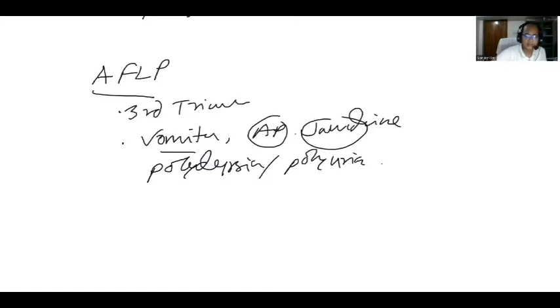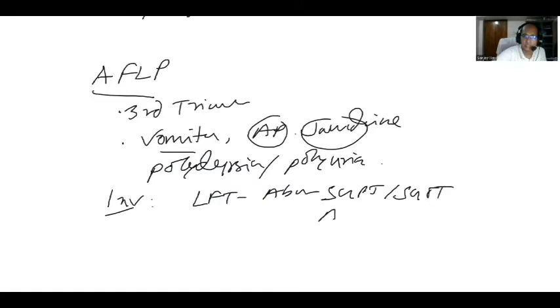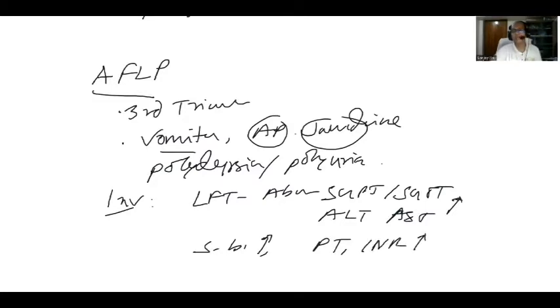On investigation, liver function test will be abnormal. That means SGPT or SGOT, that is ALT and AST, both will be raised. Serum bilirubin will be raised. Prothrombin time, that is INR, will be prolonged. Serum albumin may be normal or maybe a little bit low.